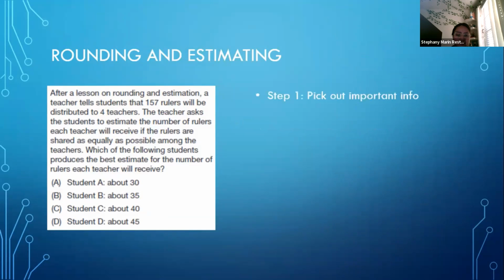So first, we should pick out the important information. That includes that we're going to be rounding, that we're probably going to have to do some division, and there are some important numbers in here.